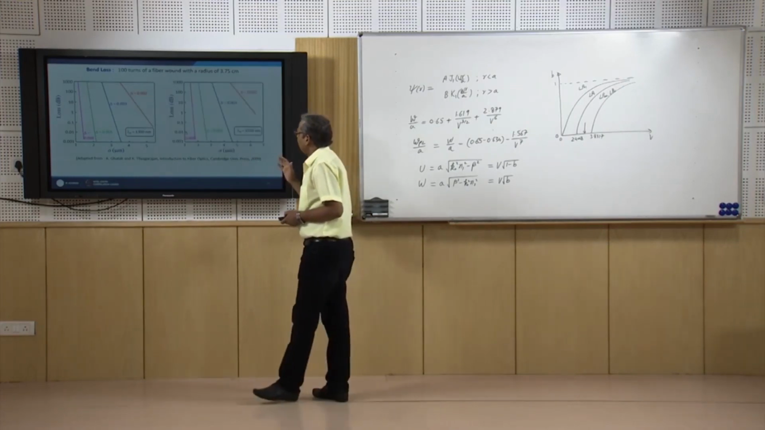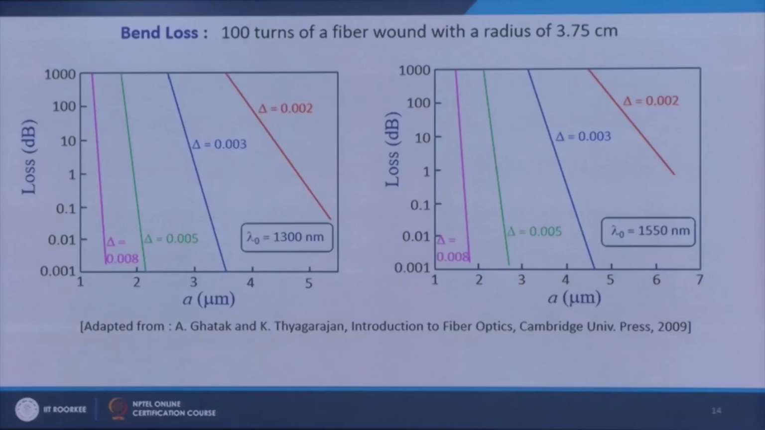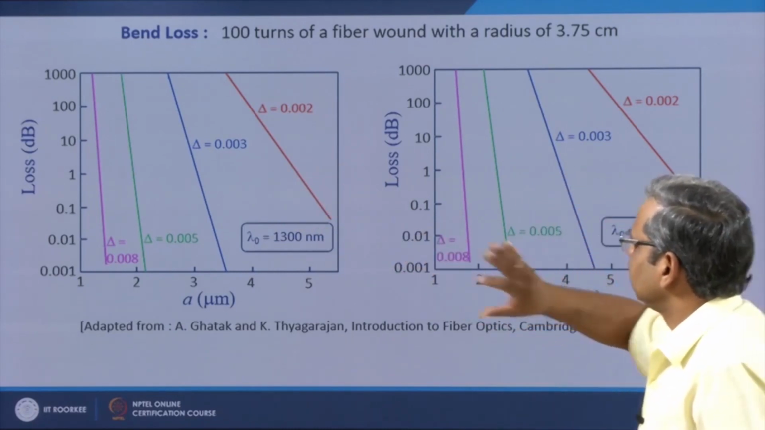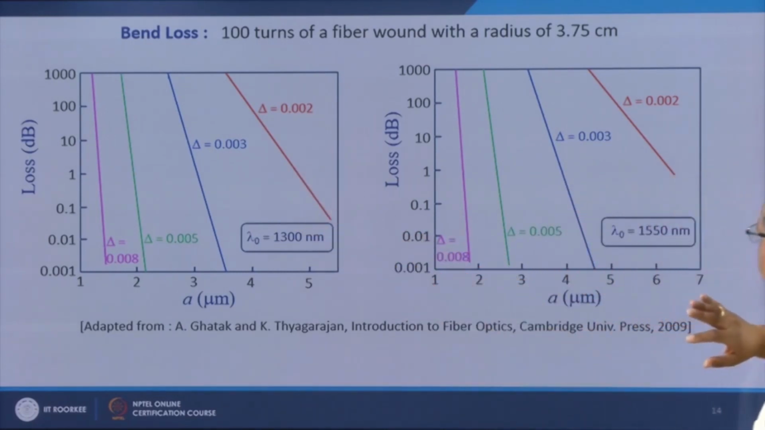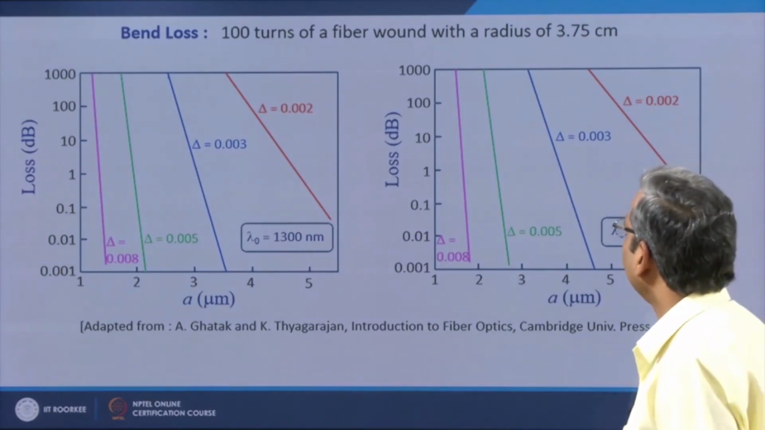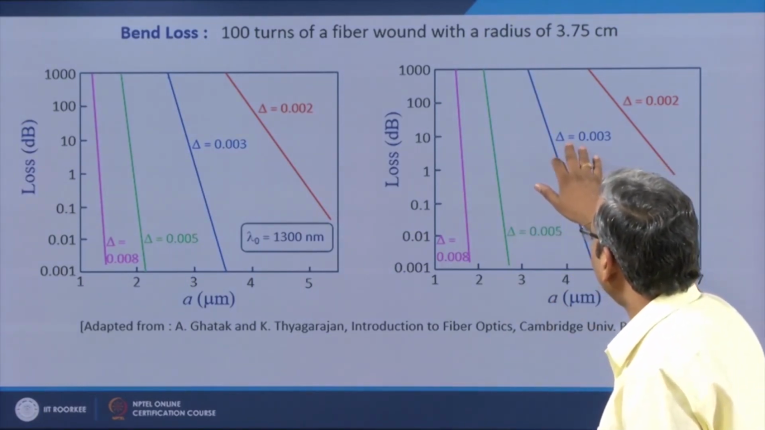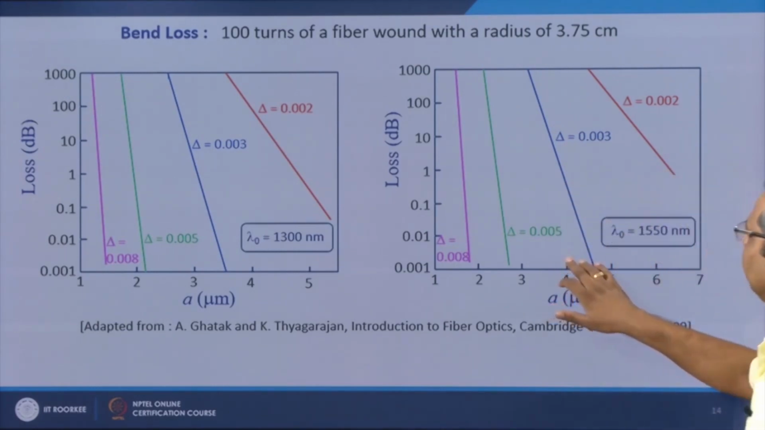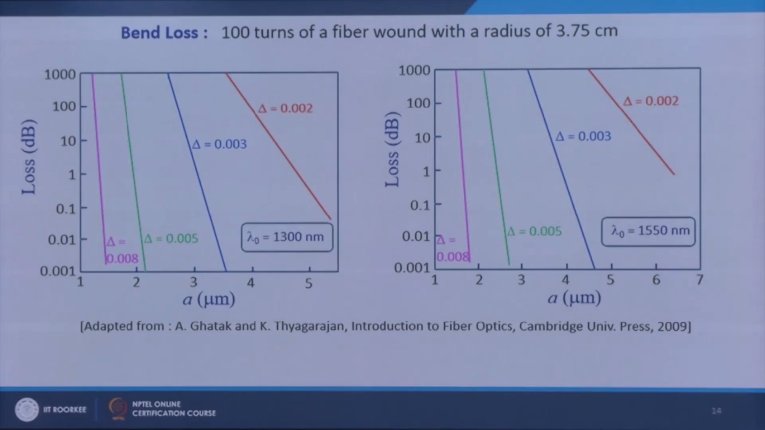Next is how wavelength affects the bend loss. So, for that I have plotted these curves, these variations at wavelength lambda naught equal to 1550 nanometer also. And what do I see, that if I pick up one particular value of delta and one particular value of A, then I find that when I increase the wavelength, then the bend loss increases tremendously.